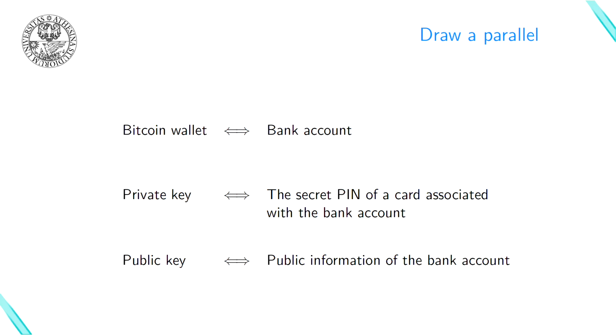To draw a parallel between the Bitcoin network and a traditional payment network, we can view the Bitcoin wallet as a bank account. We can view the private key as the secret PIN of the card associated with the bank account. And we can view the public key as the public information of the bank account.